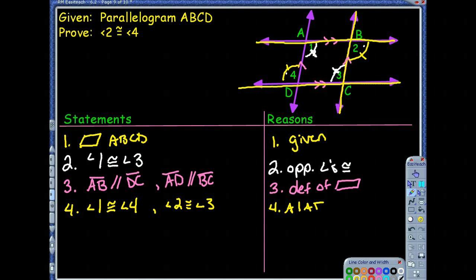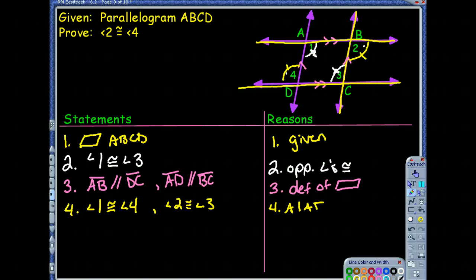Awesome. Well, look at what I'm supposed to prove here. I'm supposed to prove that 2 and 4 are congruent. I have them marked as congruent, but I haven't really stated that they're congruent yet. But hopefully now at least we have a vision of where we're going. Okay, so this is what I'm thinking.